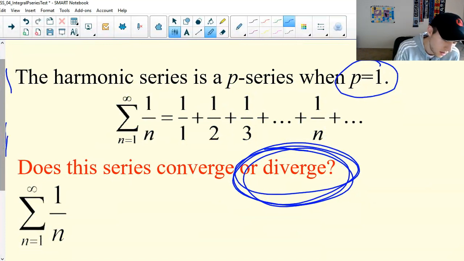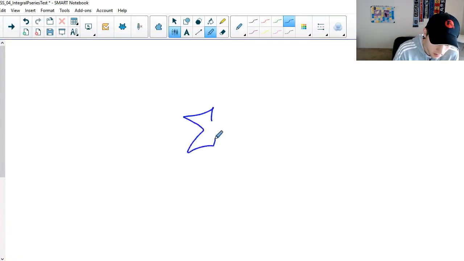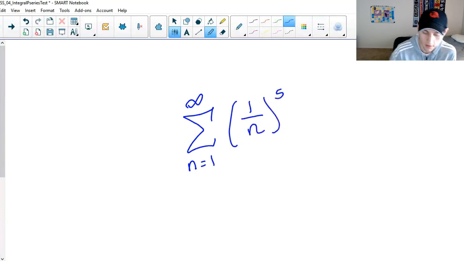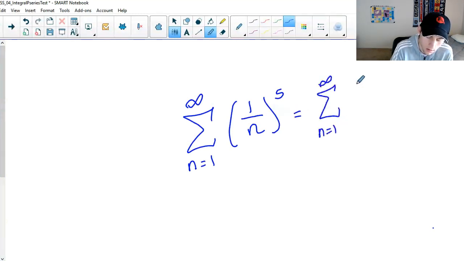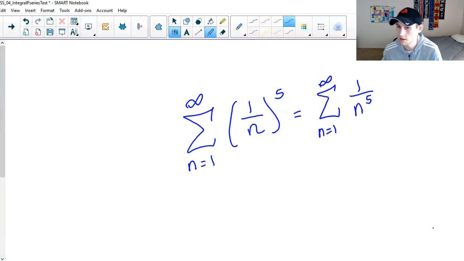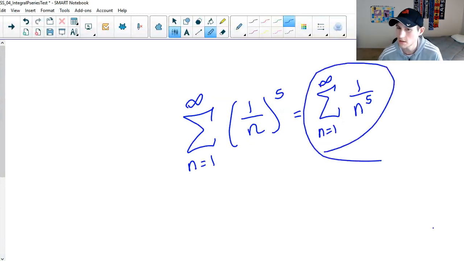Okay. And remember, even if we see a series that looks like this, just think about changes that we can make. That's the same thing as 1 to the 5th over n to the 5th, or just 1 over n to the 5th. So this is a p series where the value of p is 5. 5 is greater than 1, so it converges.